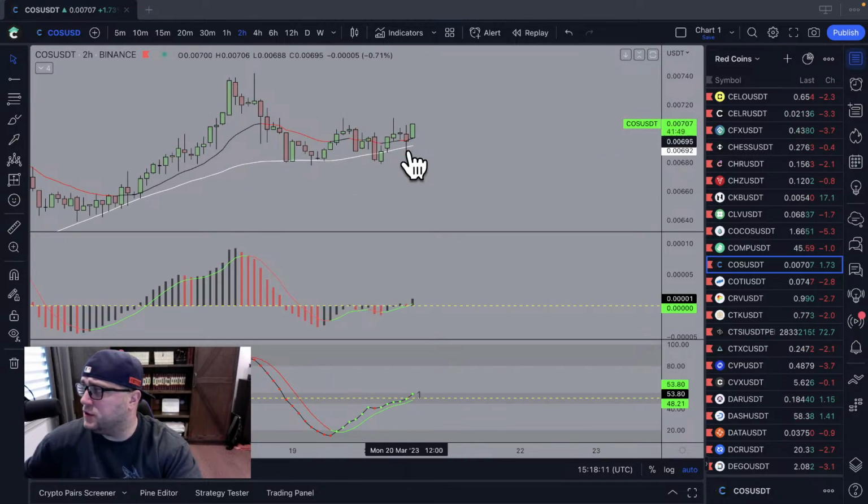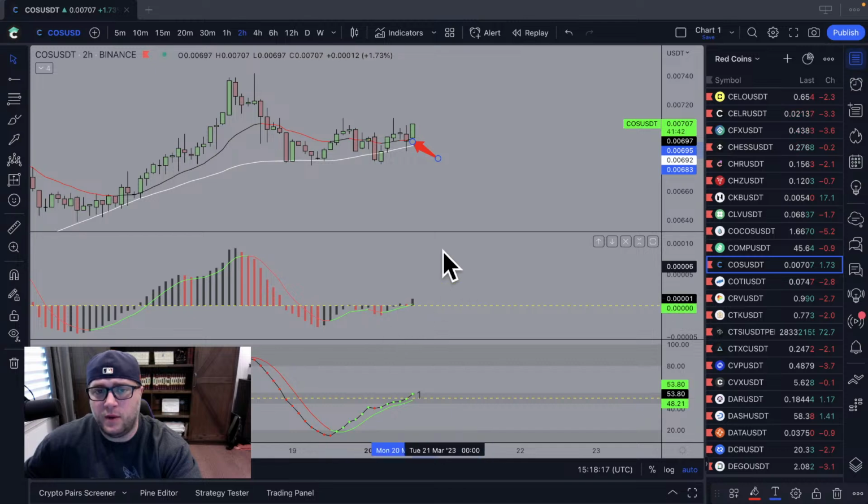Here's another one that I was showing you at the beginning of the video. You had a red candlestick, a sell-off candlestick, in a green momentum upwards. Taking that position all day long.